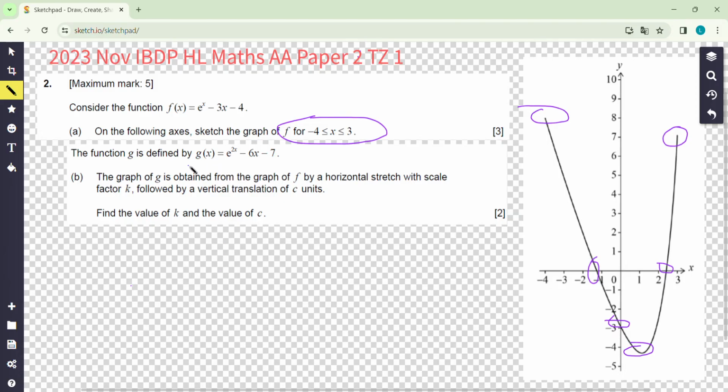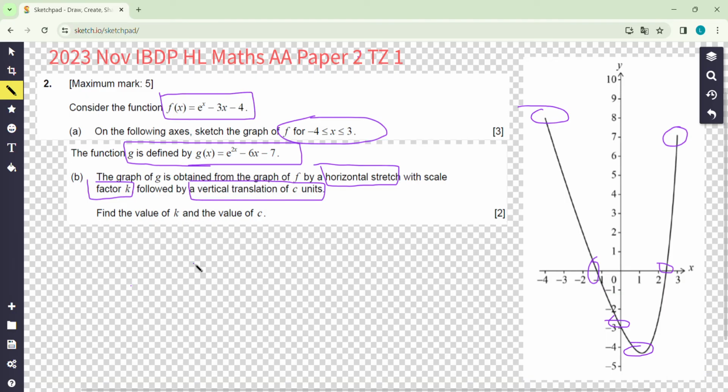Next one, the function g is defined by this, and g is obtained from f by a horizontal stretch with scale factor k, followed by a vertical translation of c units. So compare these two functions, you see all the x becomes just 2x. Okay. So remember, when the x becomes 2x, the stretch is half.